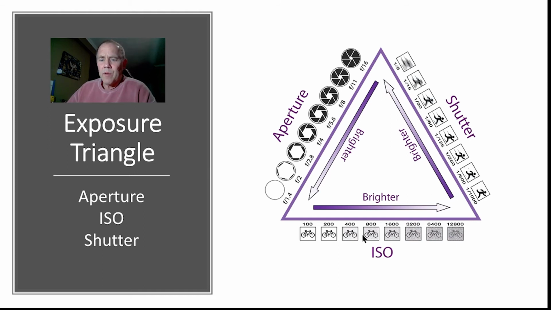Once you set that up, you'll want to look at where your ISO is to be able to allow enough light in. Set these two on a manual setting with the camera and then adjust the ISO to bring in the amount of light that you need to capture that photo.